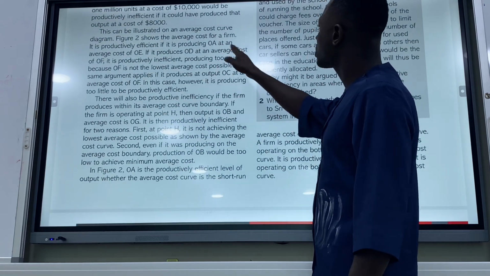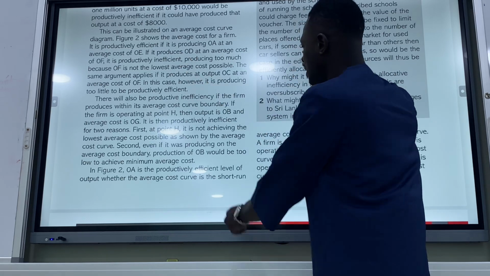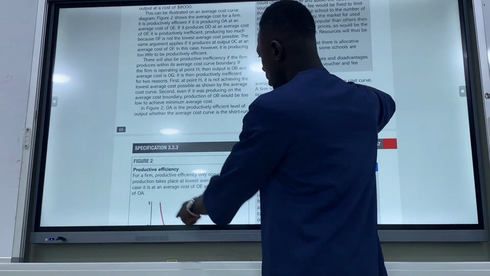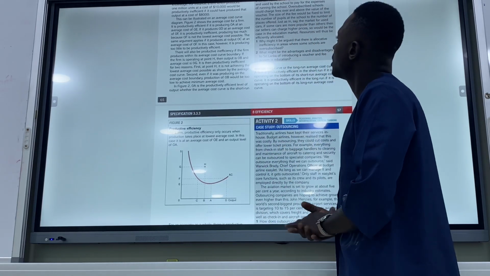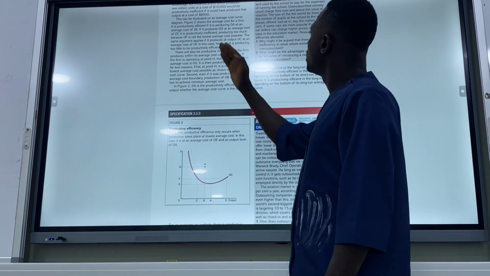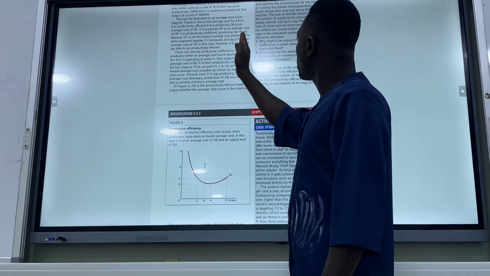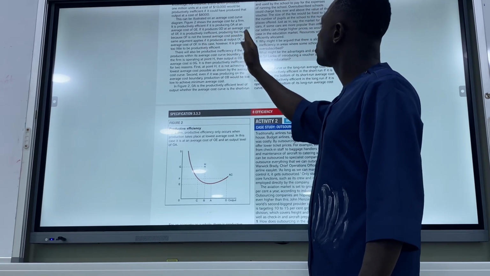Let's check the average cost curve diagram, figure 2. Okay, this is figure 2. Yeah, we use it this way. Figure 2 shows the average cost for a firm. It is productively efficient if it's producing at OA.